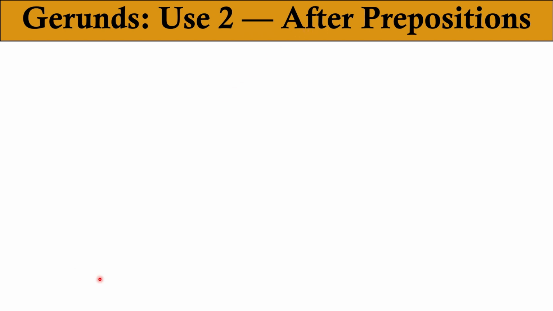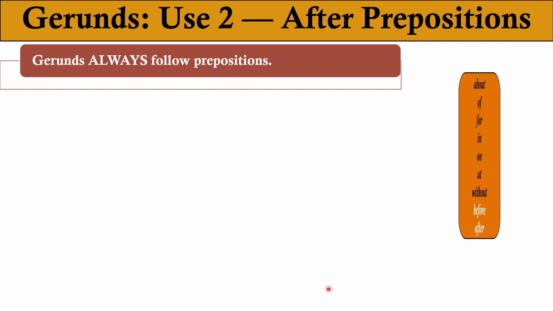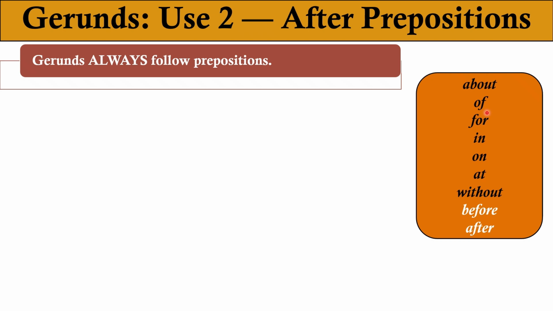In English, this is a very strong rule. Whenever you have a preposition, the verb that follows must be in the gerund form. This applies to all prepositions like about, of, for, and also to time expressions like before and after when they are used as prepositions. Here are some examples.